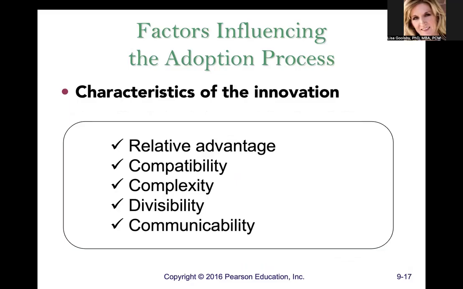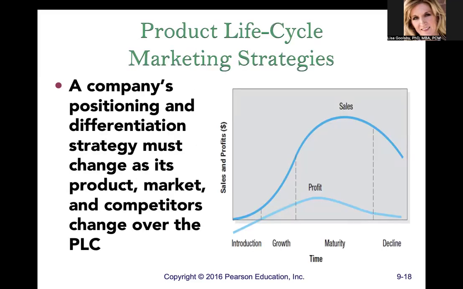If we look at factors influencing that adoption process and the characteristics of innovation, innovation has to have some kind of relative advantage for the consumer. It has to have some kind of compatibility. It's got a lot of complexity that goes with it. It has to be divisible. You have to be able to get it out there and you have to be able to communicate it to your market.